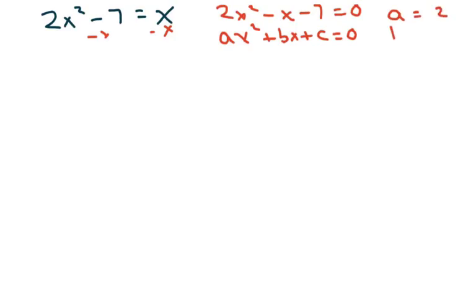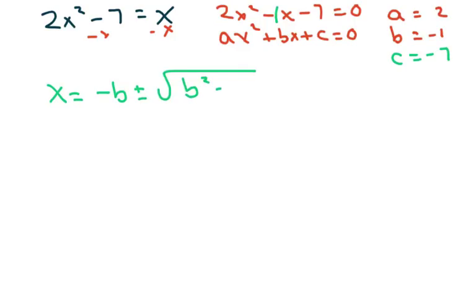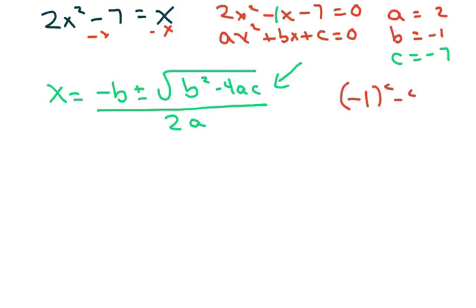A is 2. B is negative 1. This is like a 1 in front. And c is negative 7. Write down your formula, all over 2a. So I'm going to do this part first, the discriminant. I'm going to do the part under the radical. So b squared is negative 1 squared minus 4 times 2 times negative 7.